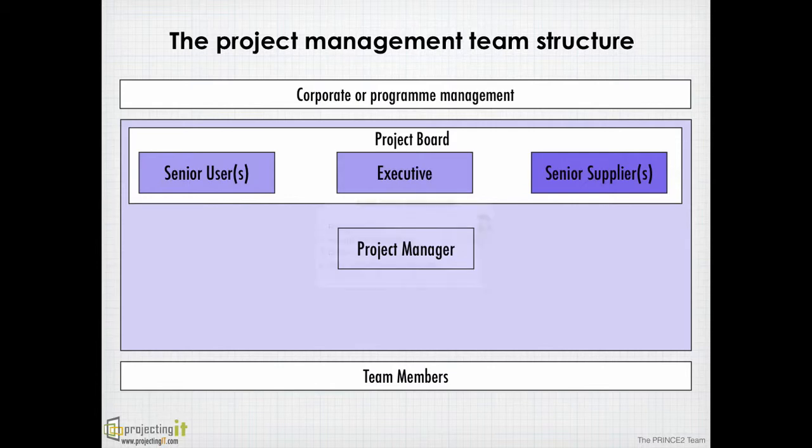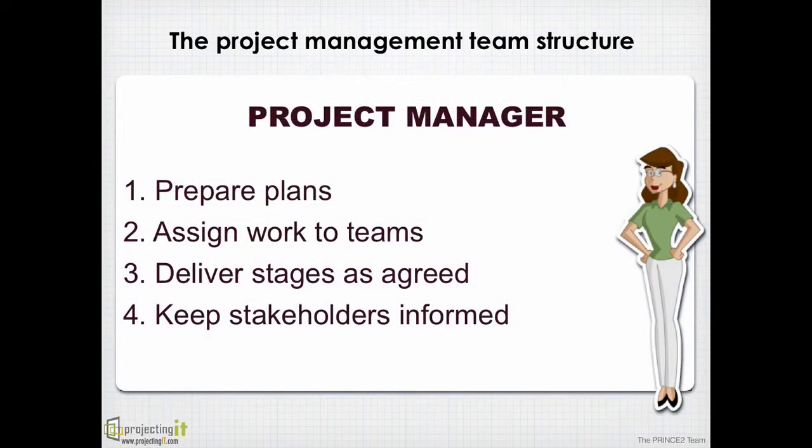The project manager's job is to ensure that the requirements of the project are understood and the resource availability is understood. The project manager ensures that plans are prepared and strategies and controls are in place to make sure that the project is delivered on time and within budget. The project manager's job is to assign work to the teams and ensure that the stakeholders are kept in the loop by providing them regular or escalated reports. The project manager delivers one management stage at a time.